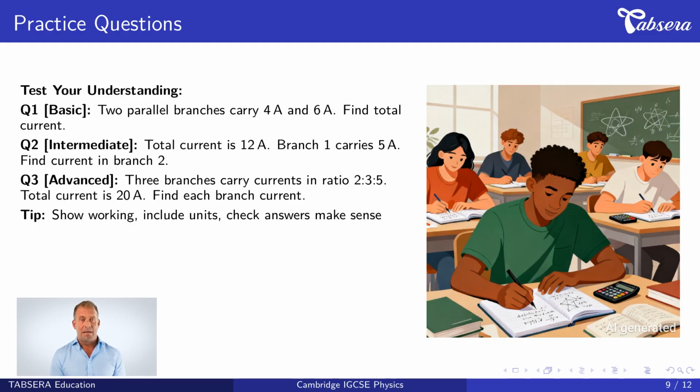Question 2 is intermediate level. It states, the total current is 12 amperes. Branch 1 carries 5 amperes. Find the current in branch 2. This requires you to apply current conservation by subtraction.